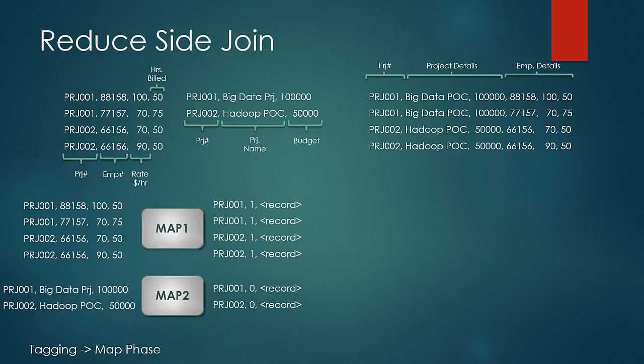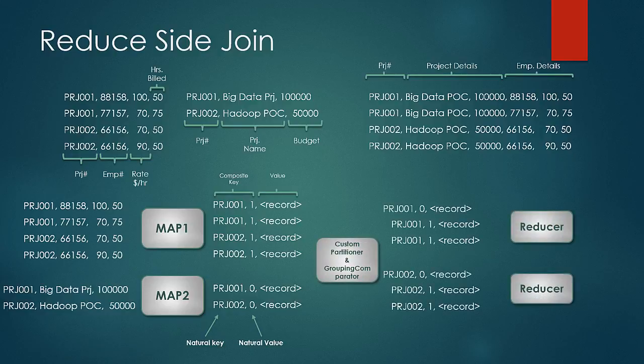Here both the input datasets would be treated by different map classes, which would just output a composite key, which is a combination of project number and a number, and the complete record would be treated as value. In this case, the key on which the join operation is to be performed acts as a natural key, and the tagging number acts as a natural value portion of the composite key. The whole idea of tagging is that at the reduce phase, we would like the input to the reducer in the form as shown.